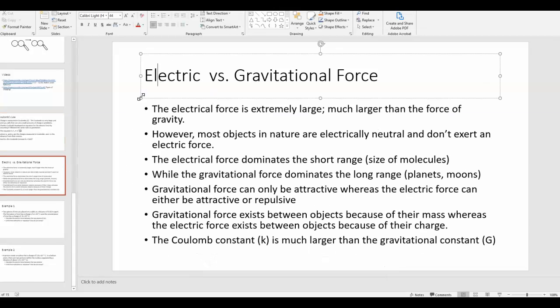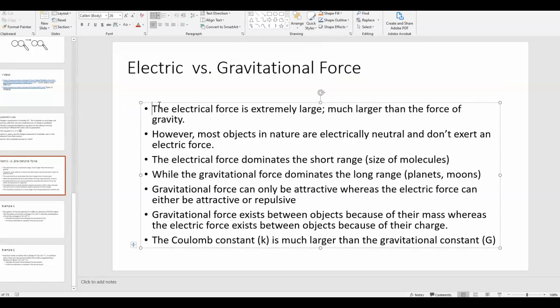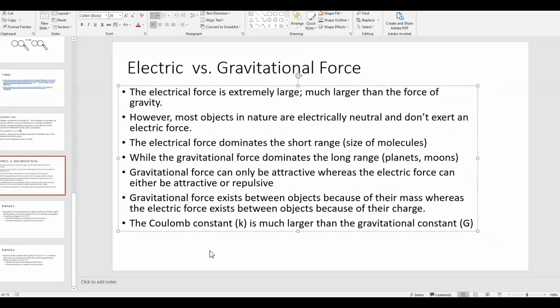Okay, this slide basically just talks about the difference between electric force and gravitational force. The electrical force is much stronger than the force of gravity, but we don't notice that very often because most objects in nature have an equal amount of positive and negative charge, and so they are neutral. The electrical force has to do with things like atoms and molecules, chemistry, and basically everything in chemistry has to do with the electrical force.